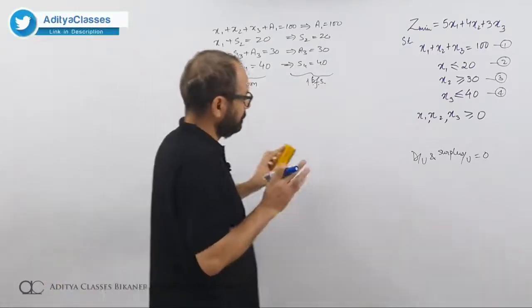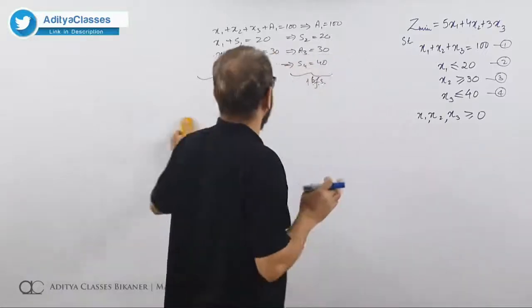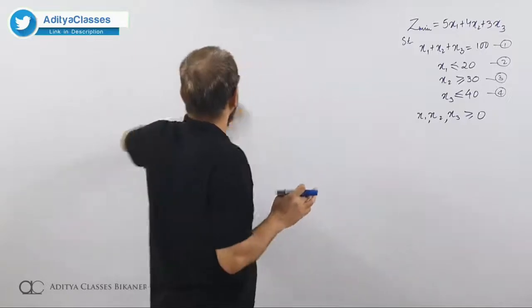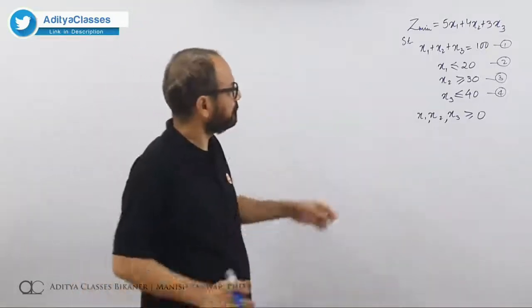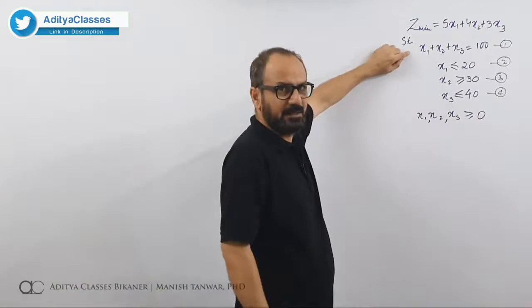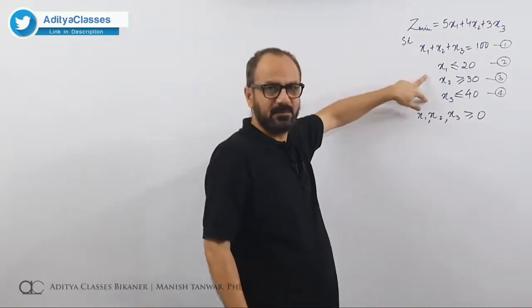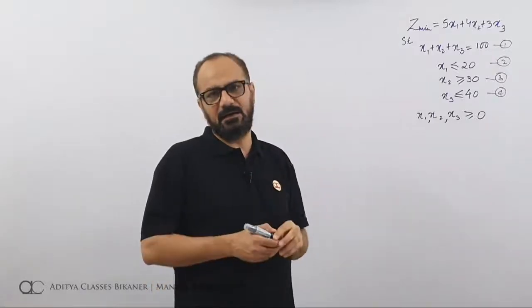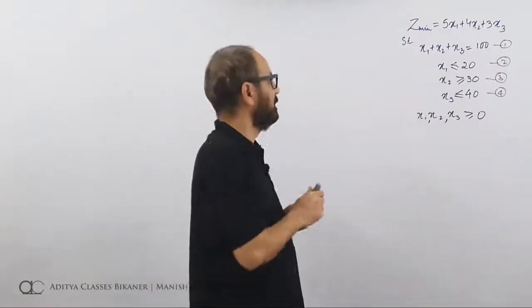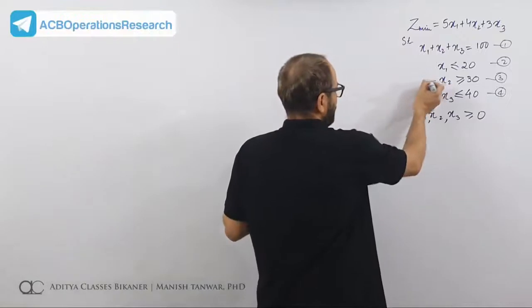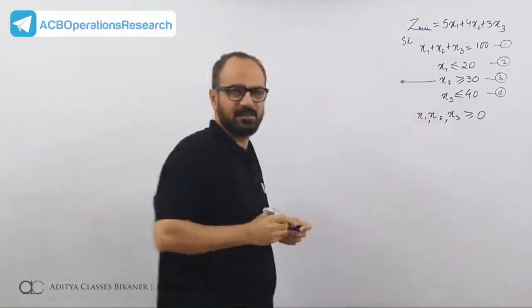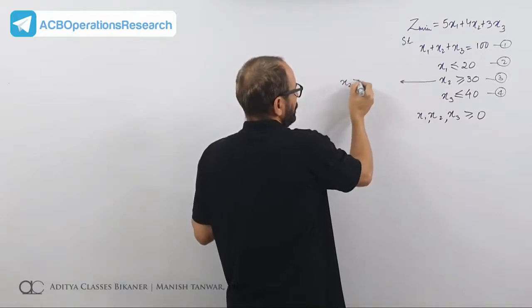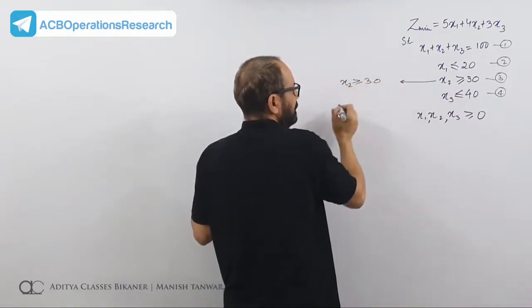Now, a new arrangement, an alternative arrangement that we are learning today, is this: this will start with an artificial variable, these two will start with slack variables. This will again start with a surplus variable and an artificial variable. So what I'll do is, I'll pick up this constraint. What is this constraint? This constraint is x2 greater than or equal to 30.